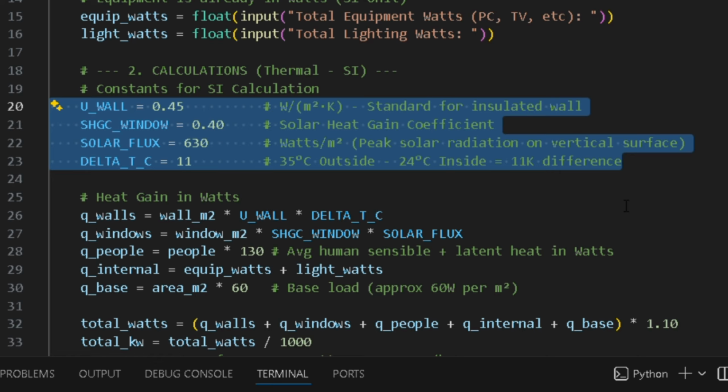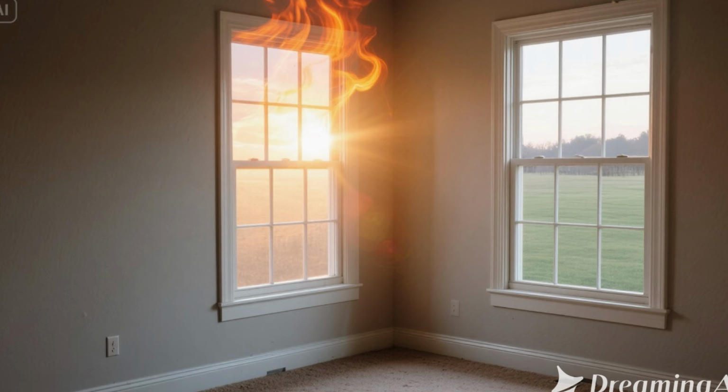U_wall is the overall heat transfer coefficient of an insulated wall. It tells us how much heat passes through a wall per square meter per degree of temperature difference. SHGC_window is the solar heat gain coefficient of the glass. It describes how much solar radiation enters through the window.